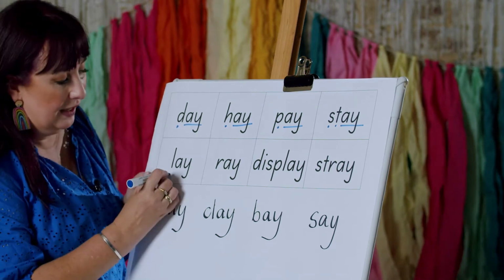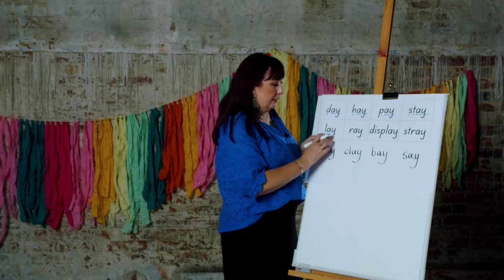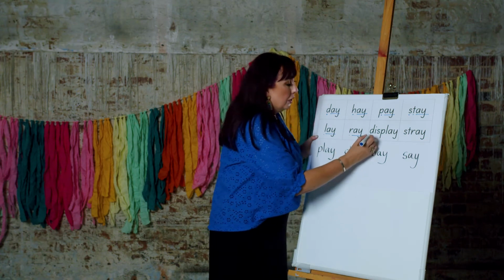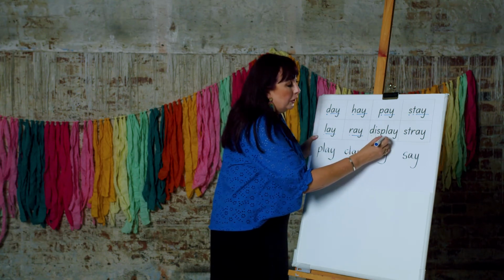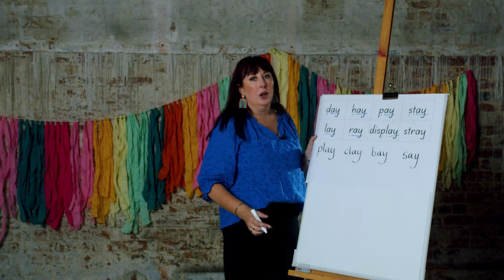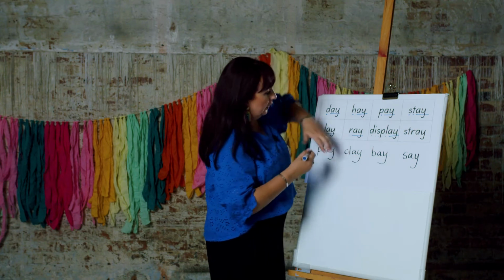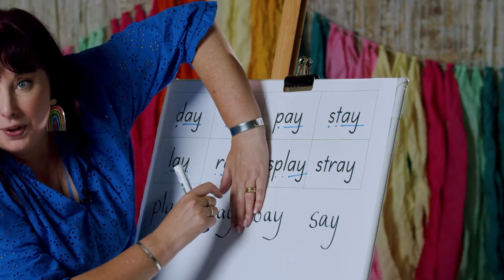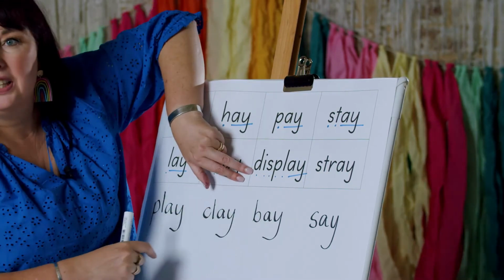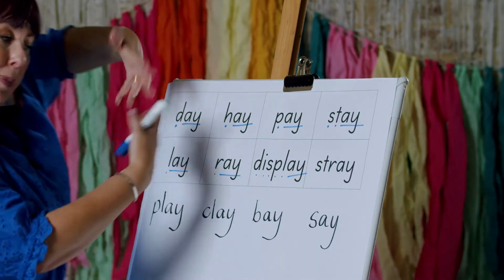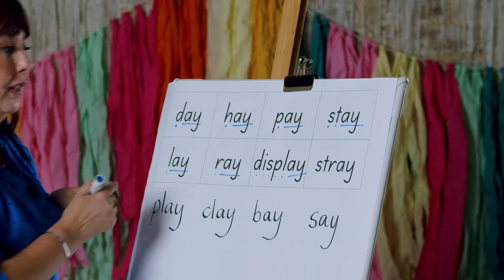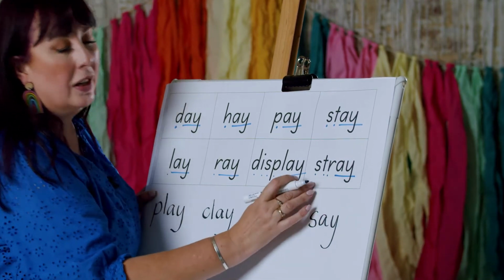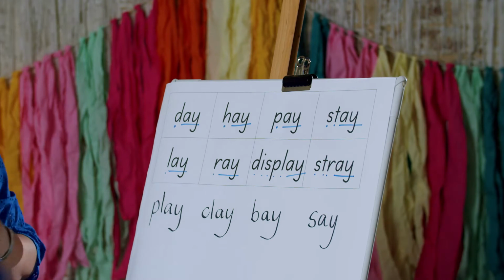L, A, lay. R, A, you have a go. Ray. S, p, l, A, whoa, that's a long word. But look, we look at just that part of the word. Do you recognise that? It's our key word, play. We've just put dis at the front, display. This is my display, voila. And our last word in this line, s, t, r, A, stray. Poor stray dog.